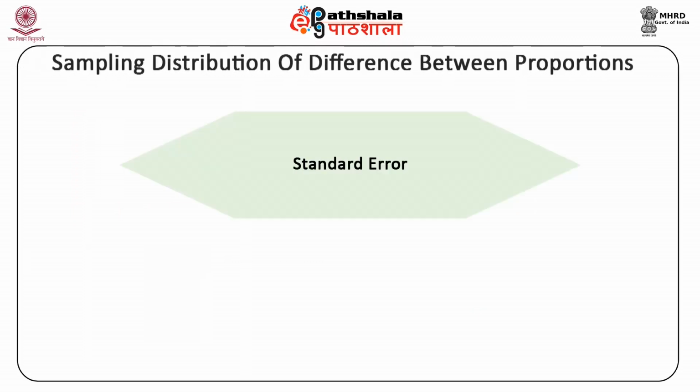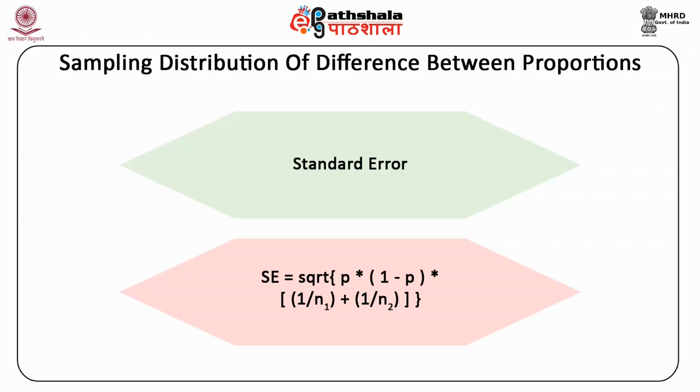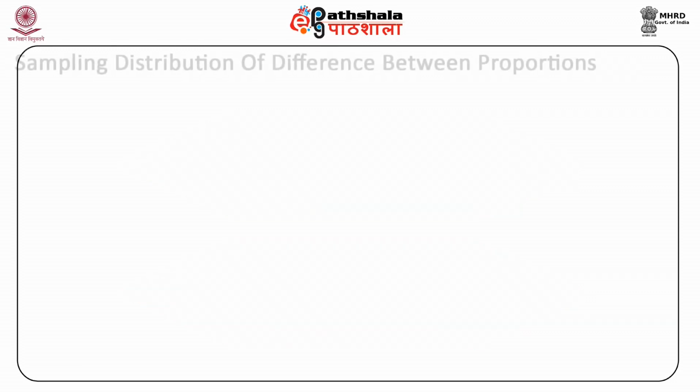Next is how to compute the standard error of the sampling distribution of difference between two proportions. Standard error is equal to square root of P into (1 minus P) into (1 divided by N1 plus 1 divided by N2), where P is the pooled sample proportion, N1 is the size of sample 1, and N2 is the size of sample 2.